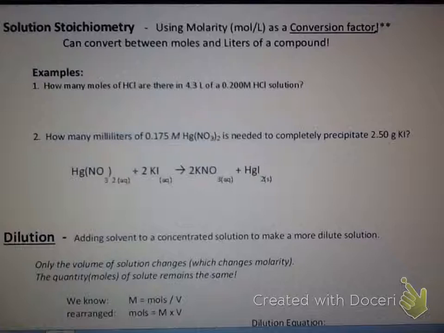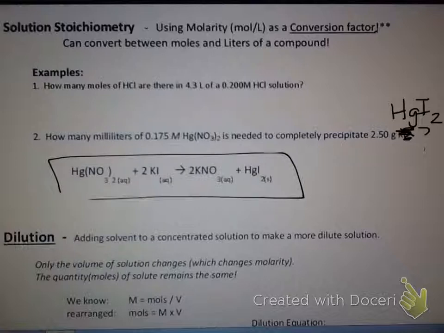It says, how many milliliters of 0.175 molar mercury 2 nitrate is needed to completely precipitate... wait, that doesn't make any sense. 2.5 grams of potassium iodide. Let's change that to mercury iodide, HgI2. So 2.5 grams of mercury iodide. Why did I say that?